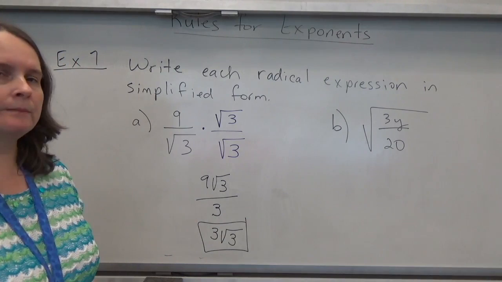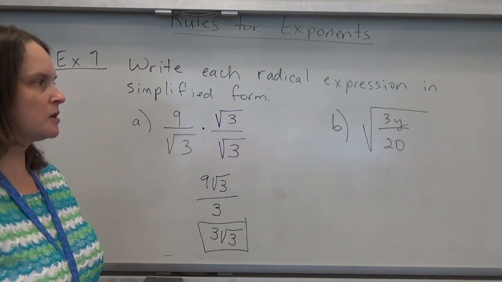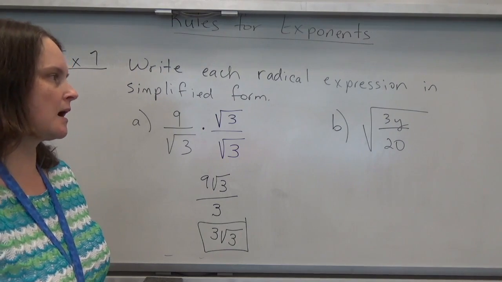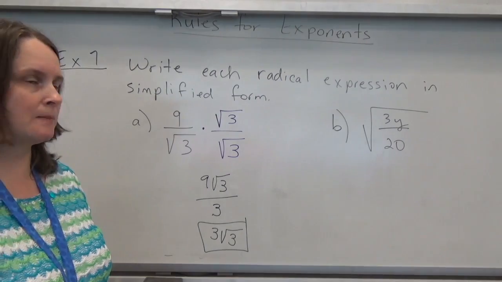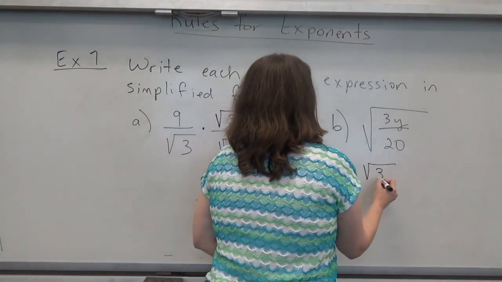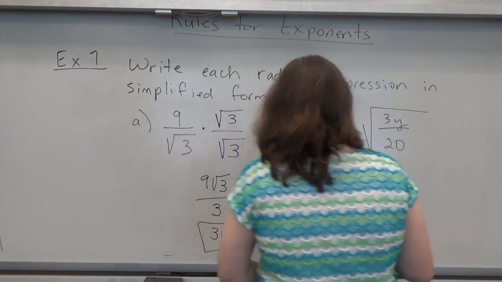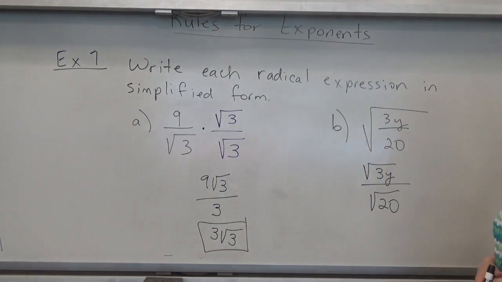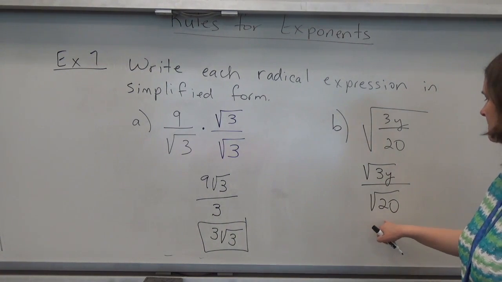Let's look at part B. We've got the square root of 3y over 20. I'm going to start this time by using my quotient rule for radicals, which tells me that I can break this apart into 2 separate radicals. It's going to be square root 3y over the square root of 20. Now I've got square root of 20 in my denominator. I need to eliminate this.